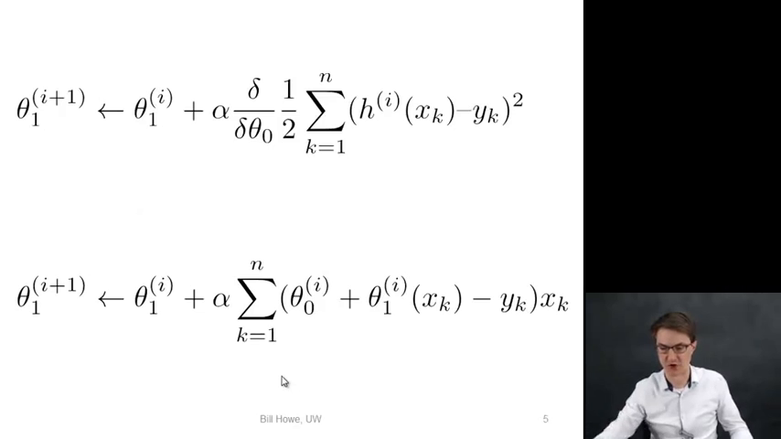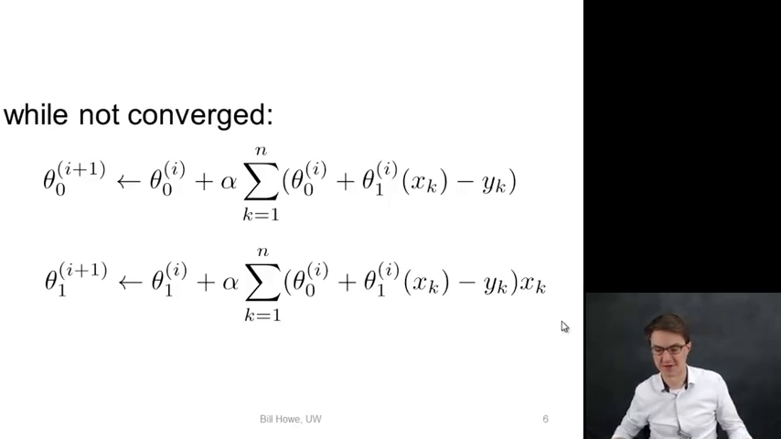This is just putting the starting point and the final point together on one slide. The overall update rule looks like theta at I plus 1 equals theta at I plus the learning rate times the sum of the value that we predict for xk minus the true value times xk. Overall, what you say here is, while not converged, apply these update rules. Update theta 0 and then update theta 1, and then check for convergence. That's the program that you could write if you were going to implement this by hand.